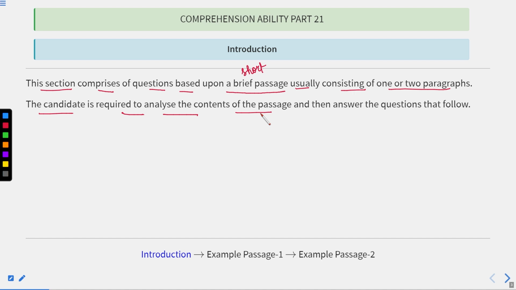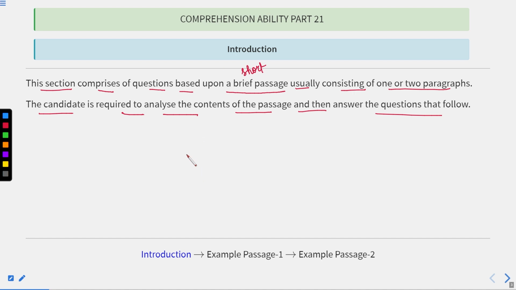The candidate is required to analyze the contents of the passage. It means whatever is written in the passage, that is the content of the passage, we have to look at it. And there is a very simple method: in these types of passages we should first read the entire passage, because the passages are too short and very simple. They are written in very simple language. You can easily just go through the passage. They are not tricky, and then answer the questions that follow. The questions will be very easy. So we will be doing small but simple passages.